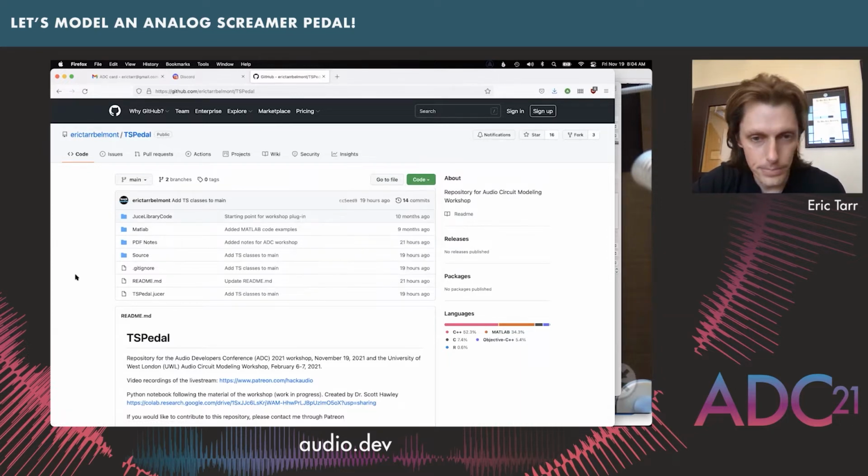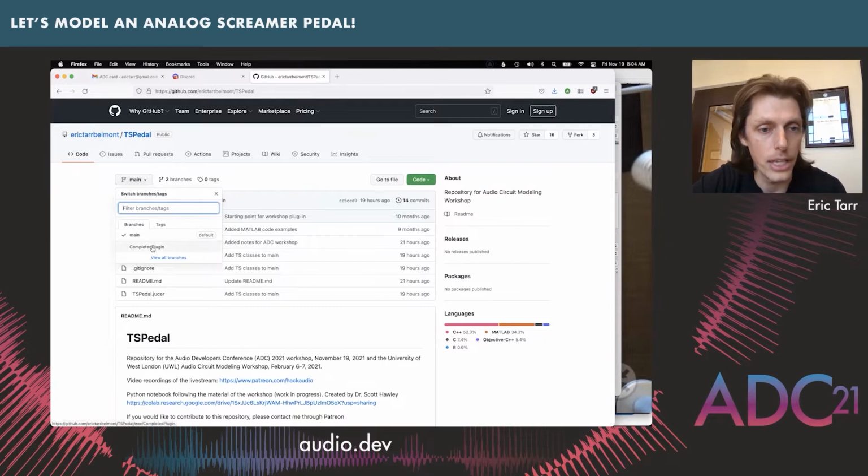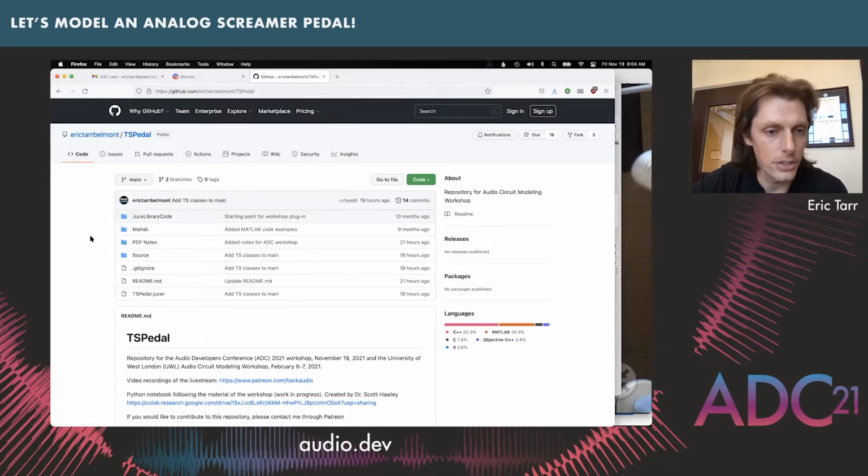Or if you're brand new to Git, just download it and unzip the package and be able to work off of it there. I do have 2 branches set up. The main branch is the starting point where we're going to be adding stuff into the plugin as we go along. But then I also have a second branch called completed plugin, so that if anything goes awry, we have a working version that you can access from there. Or if you want to see what the code looks like at the end, you can find that too.